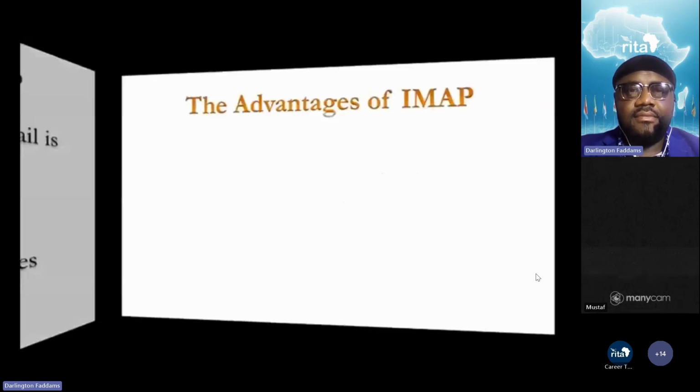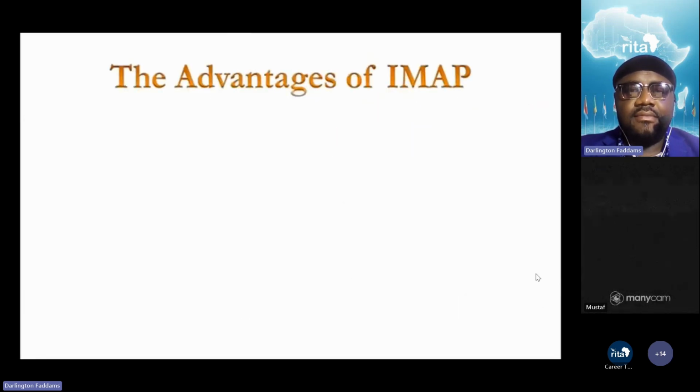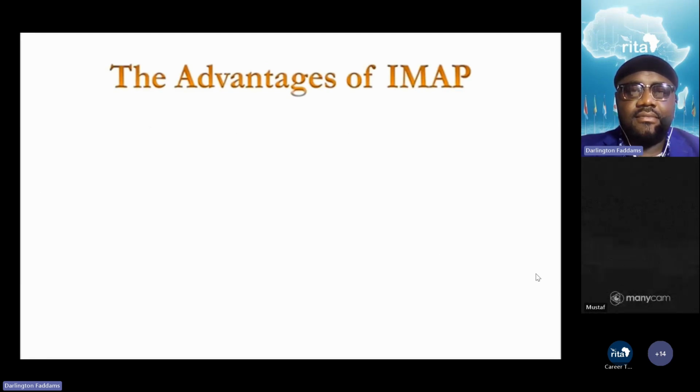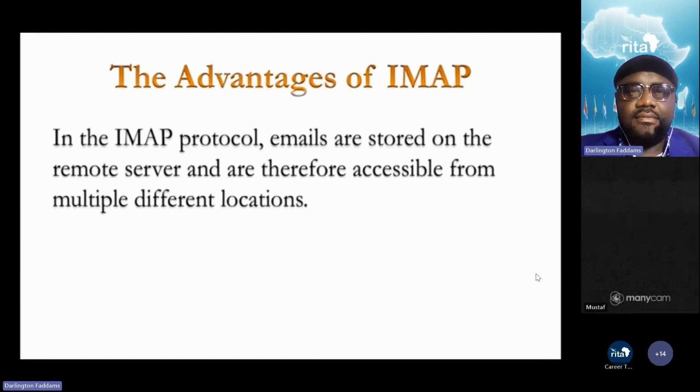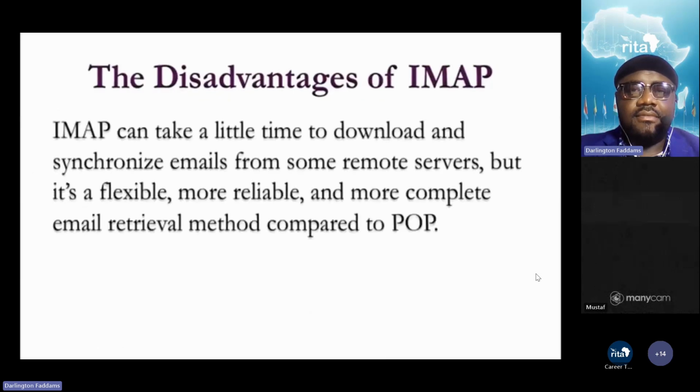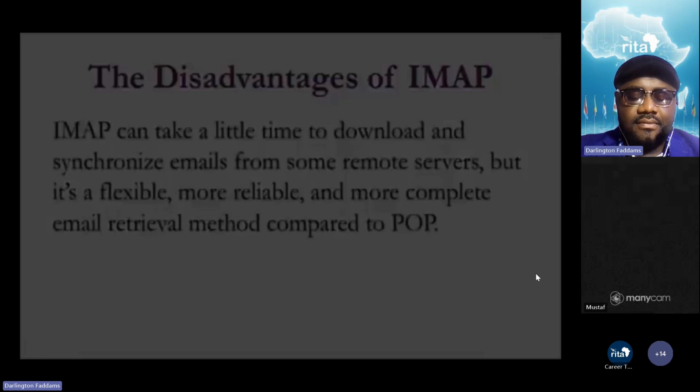Now let's look at the advantages and disadvantages of IMAP. IMAP is often preferred in many cases. In the IMAP protocol, emails are stored on the remote server and therefore are accessible from multiple different locations. IMAP can take a little time to download and synchronize emails from some remote servers, but it's a flexible, more reliable, and more complete email retrieval method compared to POP.